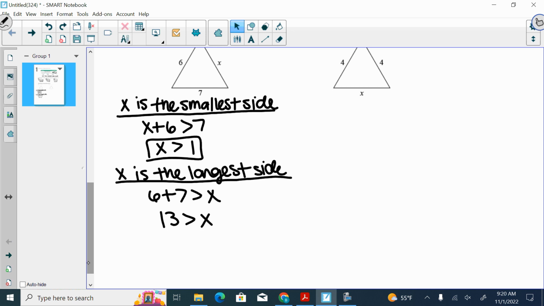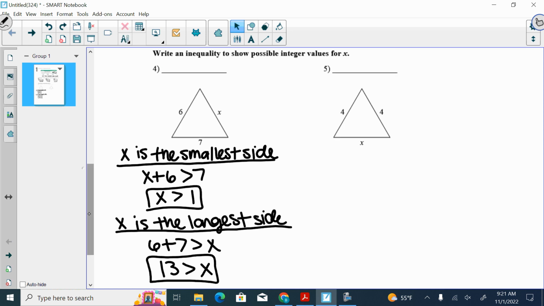So if x is the biggest side, we're saying it can't be any larger than 13, right? Or it wouldn't follow the rule. Okay. All right, so x has to be less than 13, but greater than 1, or it's between 1 and 13, right? So if I was to write that as an inequality, I would have 1 is less than x is less than 13.